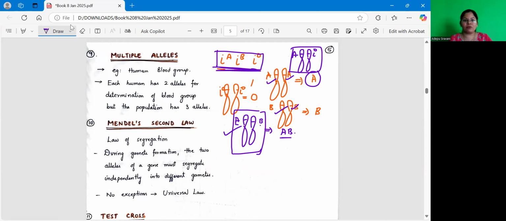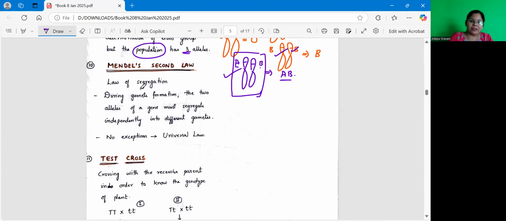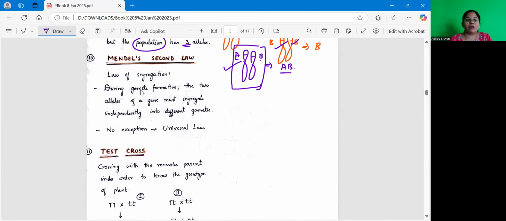This you have to remember. So multiple alleles, the example will be human blood group. Each individual human will have only two alleles for determination of blood group. But a population will have three alleles. Clear? Next, coming to Mendel's second law. According to Mendel's second law, it is nothing but the law of segregation. What do you mean by this law of segregation?